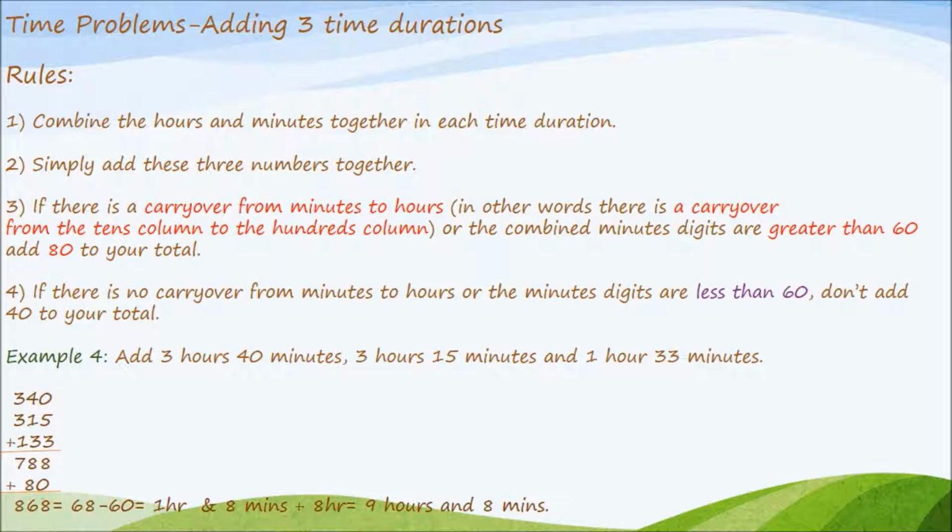We have 8 minutes remaining. So our final answer, when we combine 1 hour plus the 8 minutes plus the 8 hours, is going to equal 9 hours and 8 minutes.